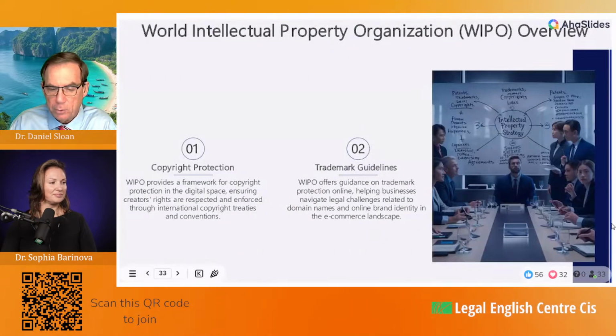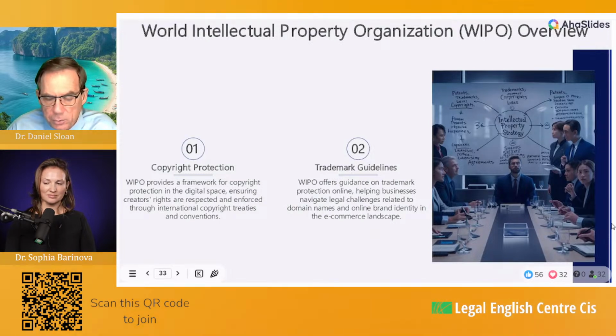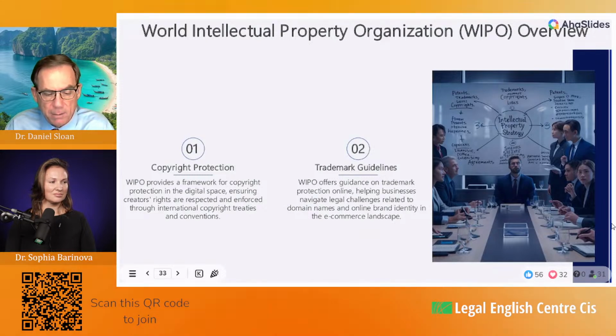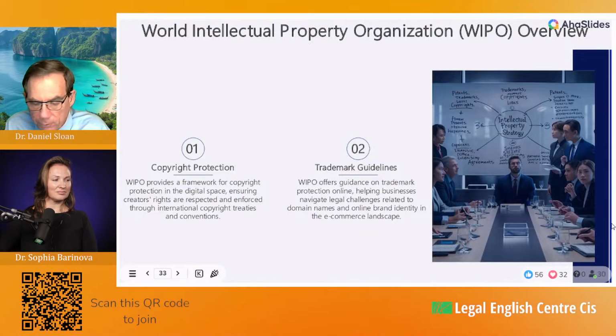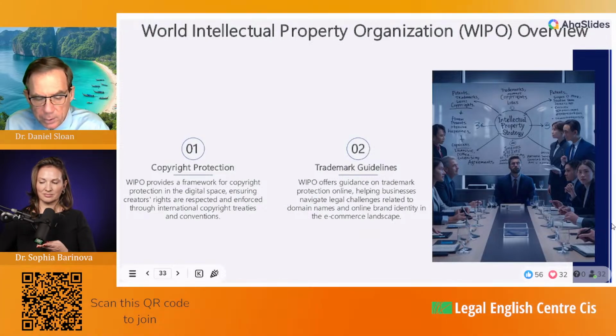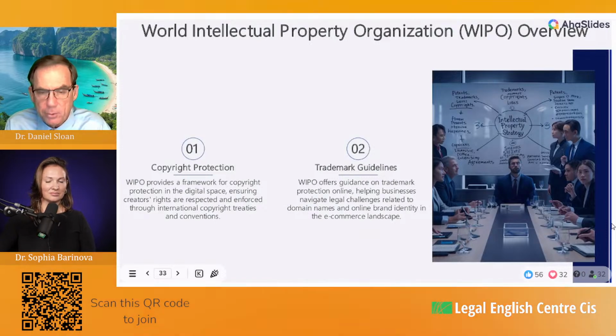And if you go on their website, they have some great user resources there. So one is copyright protection. WIPO provides a framework for copyright protection in the digital space, ensuring creators' rights are respected and enforced through international copyright treaties and conventions. And as a small provider or small user, it would be almost impossible to keep up with all of these regulations in all the jurisdictions, so it would be advantageous to go through WIPO for that, or through a large platform. And then trademark guidelines. WIPO offers guidance on trademark protection online, helping businesses navigate legal challenges related to domain names and online brand identity in the e-commerce landscape.